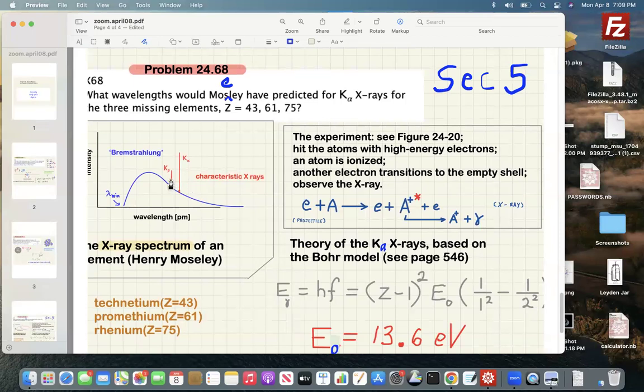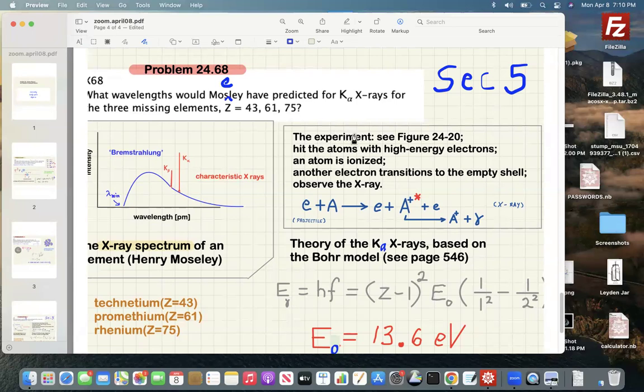And you can calculate, using the Bohr model of the atom, at least to a certain approximation, the energies of the atomic states, and from that, the wavelength of the photons that are produced when there's a transition from an upper energy level to a lower energy level.